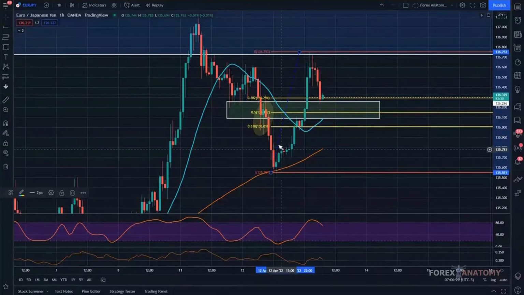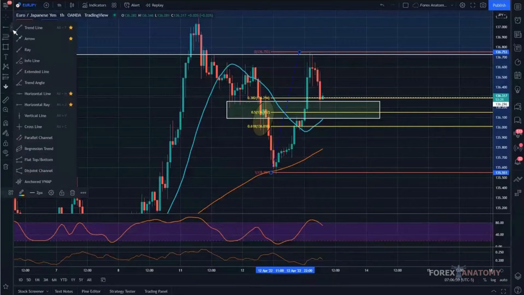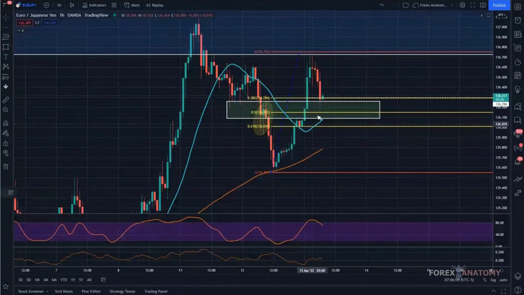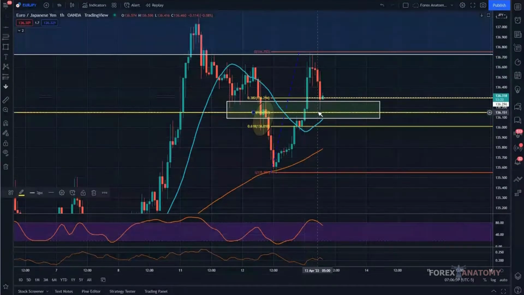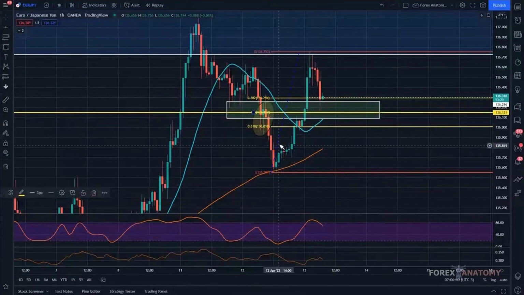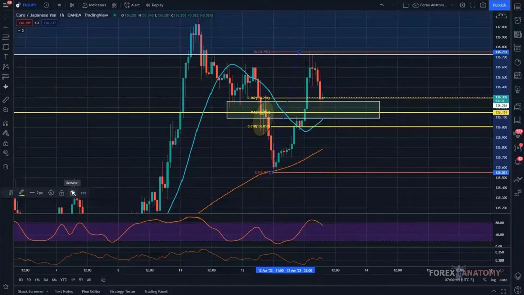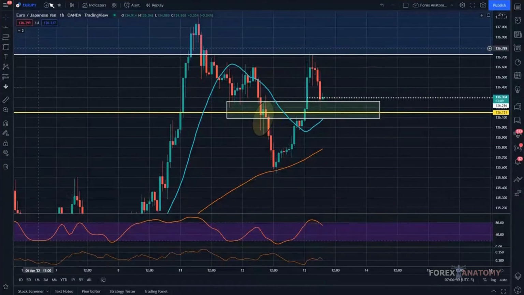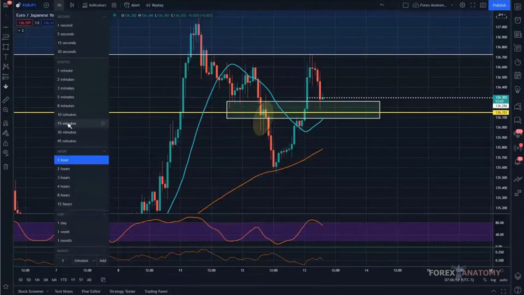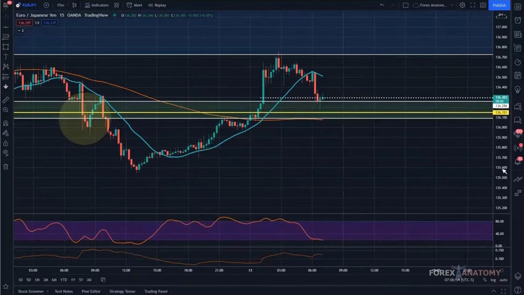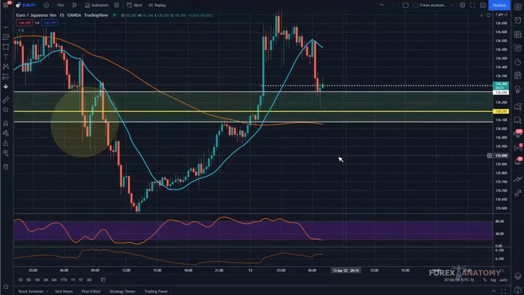What I'm going to do also, just for the sake of time, is plot a line for where our 50 is. And yeah, all right, let's see how this is going to look. Let's drop down to our trigger time frame, which is the 15-minute. Okay, so right now we're looking at the 15-minute chart.